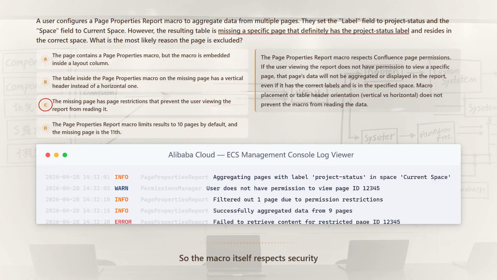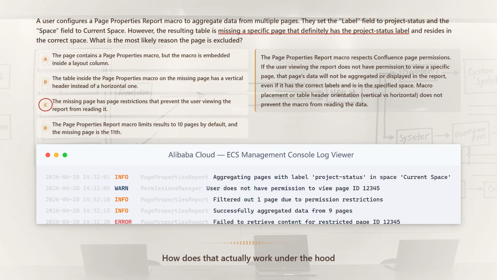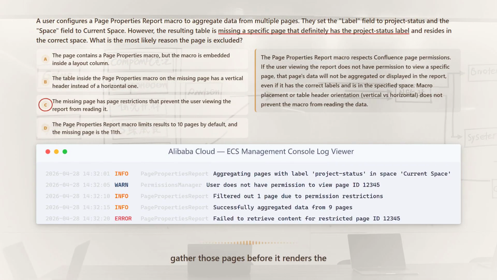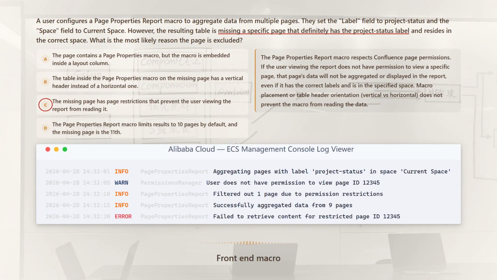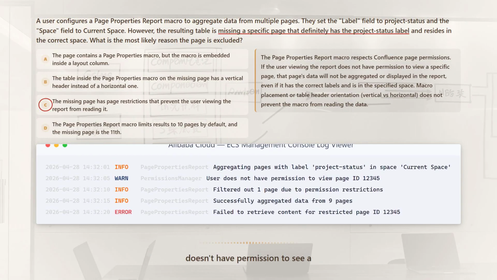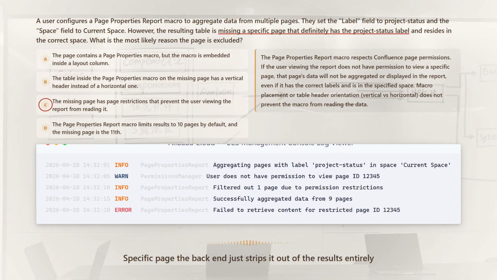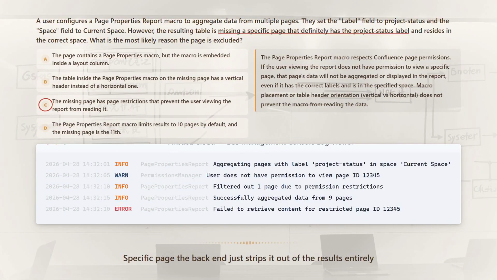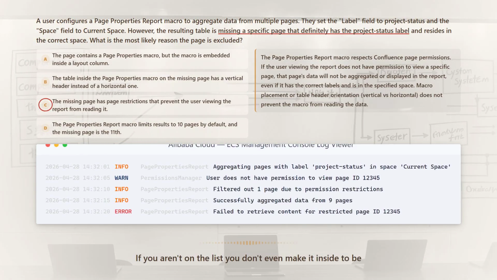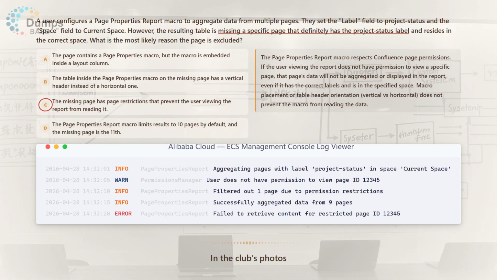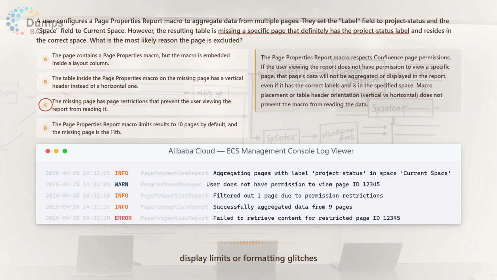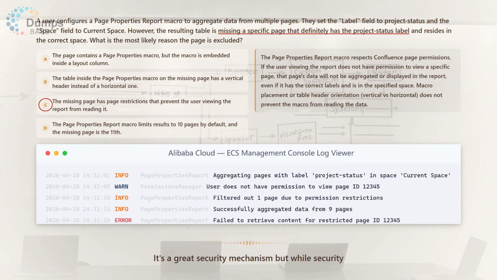Ah, so the macro itself respects security. How does that actually work under the hood? Well, Confluence runs the database query to gather those pages before it renders the front-end macro. Oh, wow. Yeah, so if the user viewing the report doesn't have permission to see a specific page, the backend just strips it out of the results entirely. It's like a bouncer checking the VIP list at the door. If you aren't on the list, you don't even make it inside to be in the club's photos. That completely rules out arbitrary display limits or formatting glitches. It's a great security mechanism.